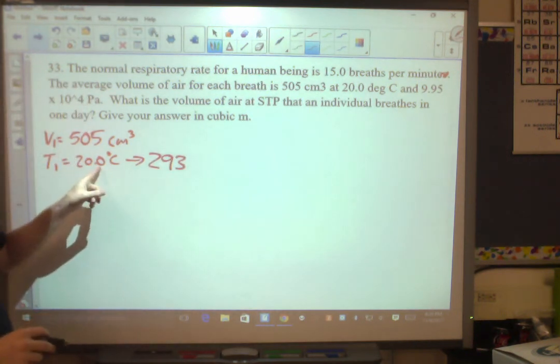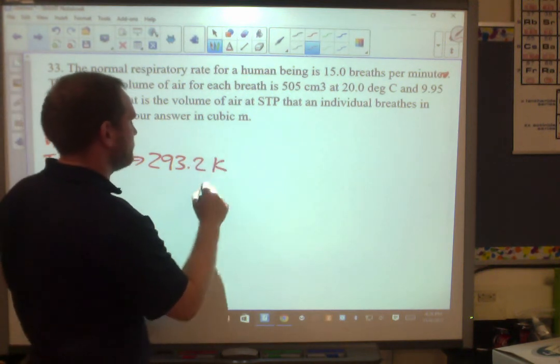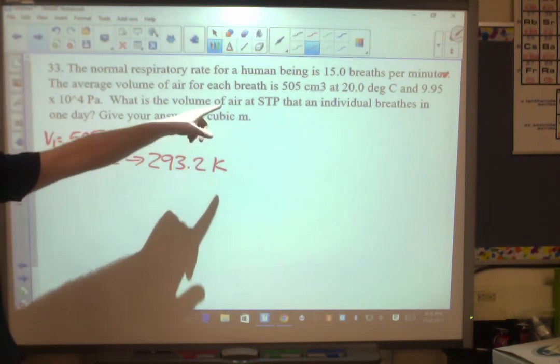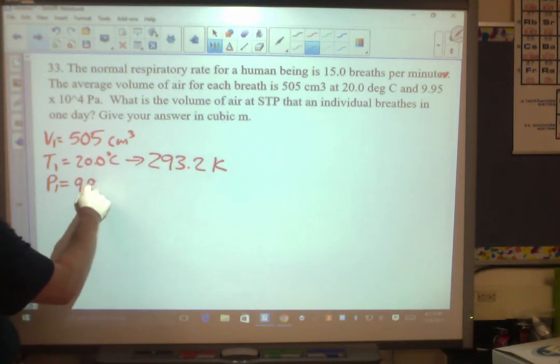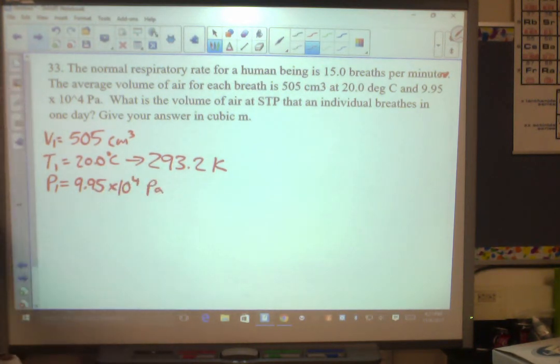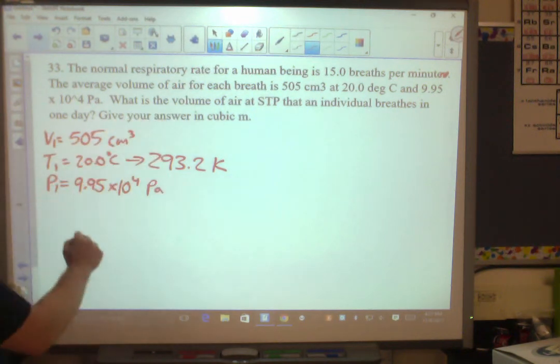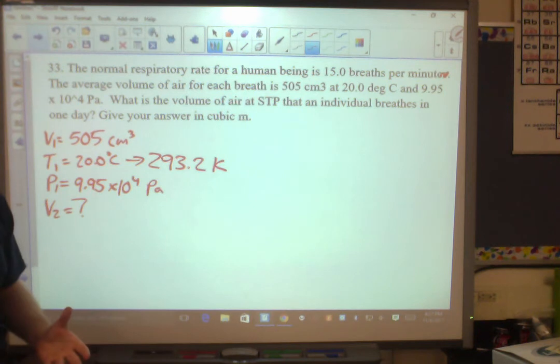293.15. Since I have one decimal point, it's going to round off to 0.2. So that's really what I should be recording here. 9.95 times 10 to the fourth pascals, that's going to be my initial pressure. I'm going to say, what's the new volume going to be, V2 equals question mark, at STP?